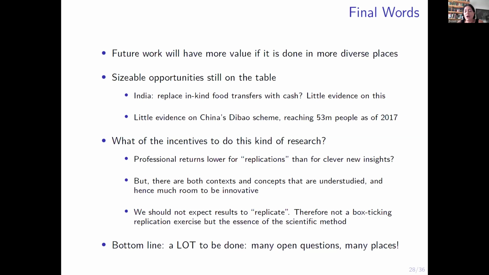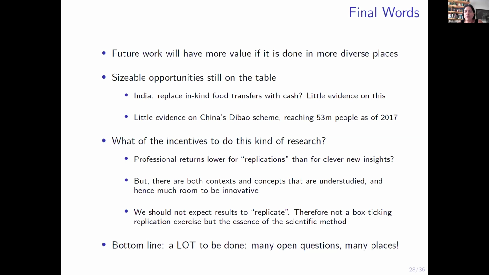There's little evidence on China's social protection scheme. It reaches approximately 53 million people, which is huge, and yet very little evidence on this. Of course, the question that arises in this context is, what are the returns or the incentives to do this kind of research, given there's a lot of still open questions and open places? One argument is that the professional returns are lower for replications than for clever new insights and new papers. I think, Paul, my take on this is no, a resounding no.